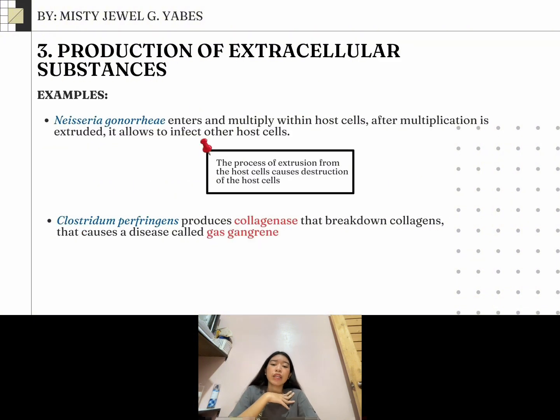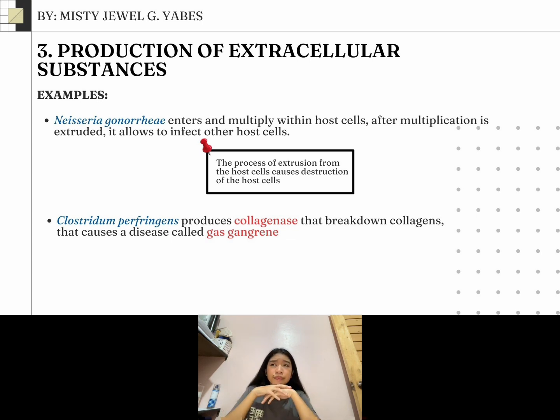Next, our third type of invasiveness is the production of extracellular substances. Here, we have two examples. Number 1 is Neisseria gonorrhoeae, which enters and multiplies within our host cells, and after multiplication is extruded from the host cells, which allows it to infect other host cells.